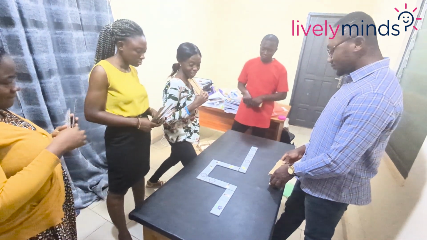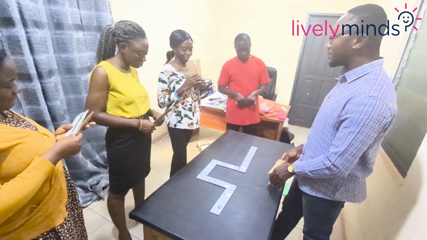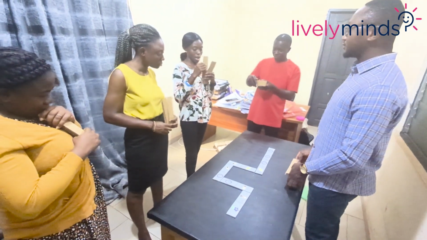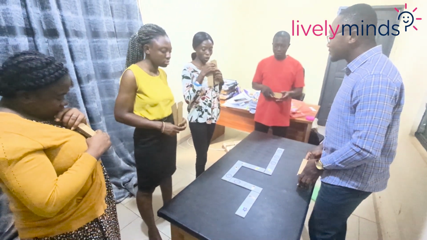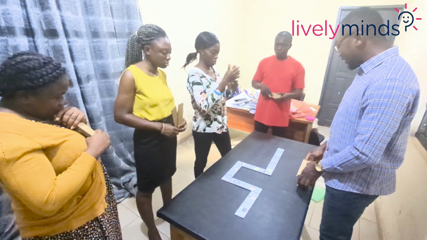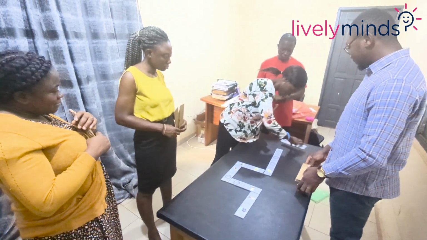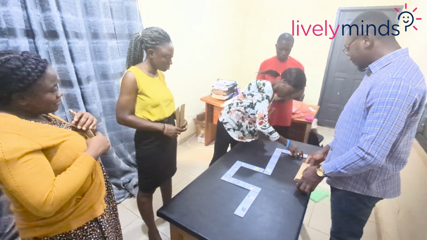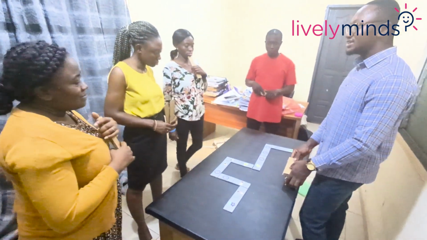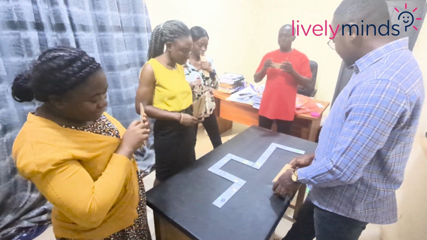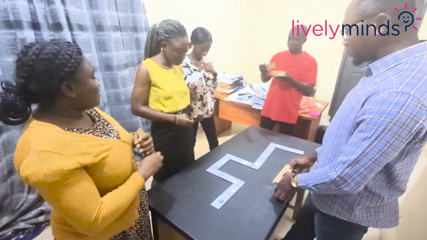I can see a clock and a flower. Good. So look among your dominoes to see if you have a clock or a flower. Yes, I have a clock. So join it to the appropriate domino. Very good. Naomi, mention the names of the objects at the head and the tail of the domino.